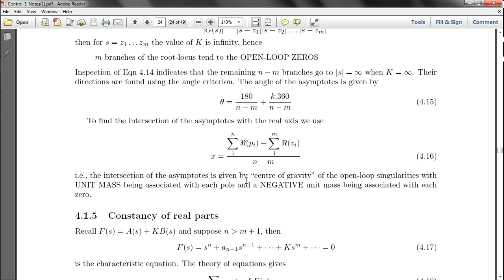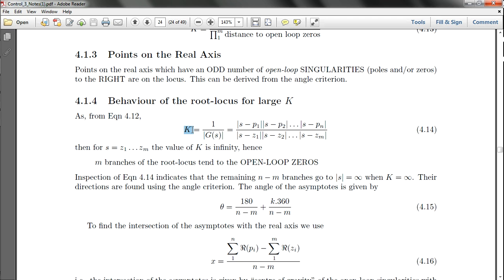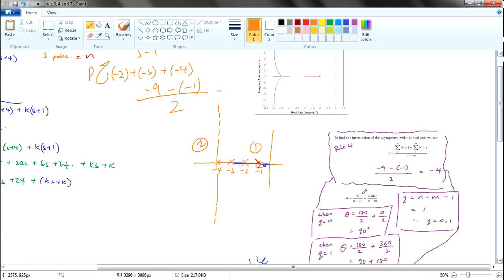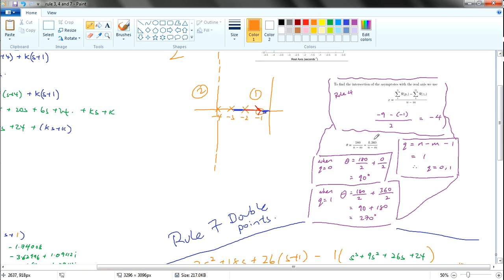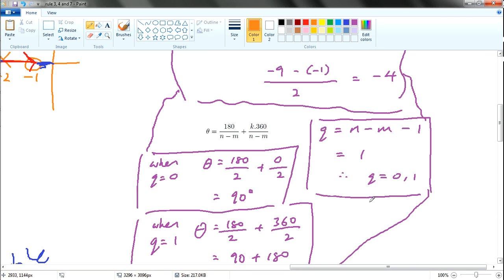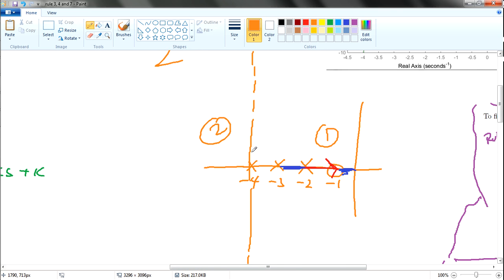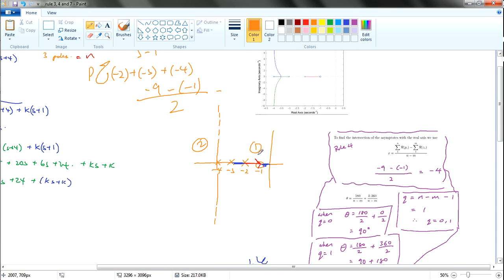As you can see, this is the K, K360. This K is different from our controller K, totally different. So don't be confused with that. This is why I actually use Q. It's the same thing. But in this case, I'm trying to find the angles. How many asymptotes are there?